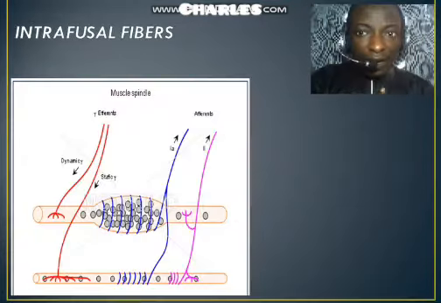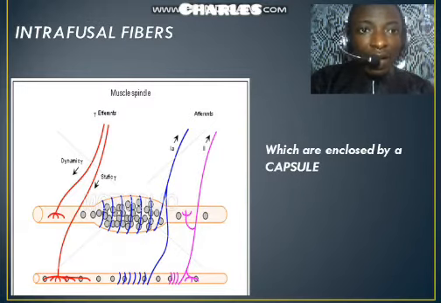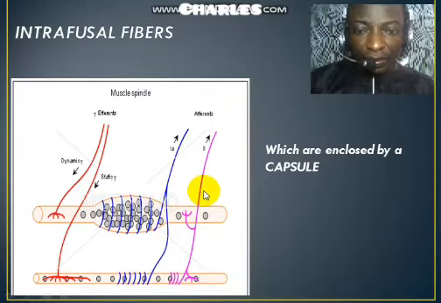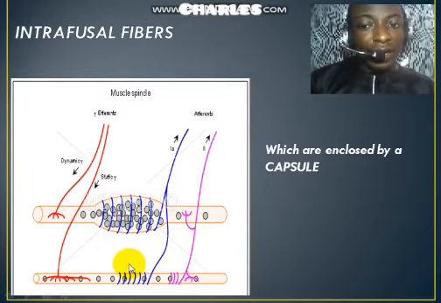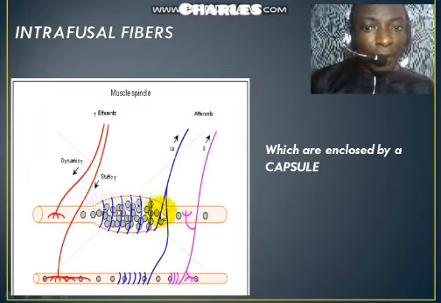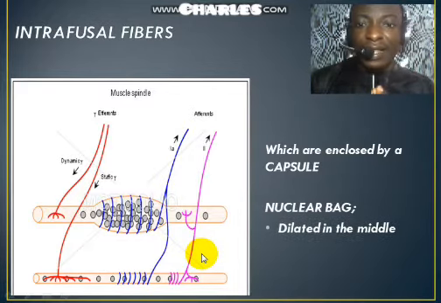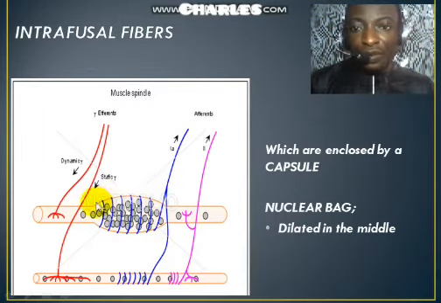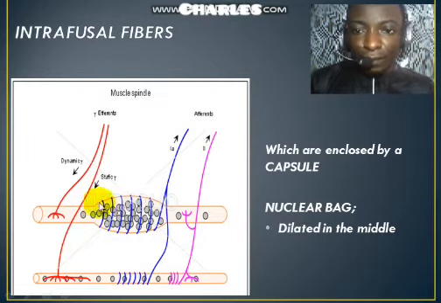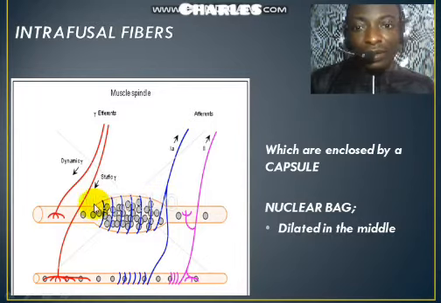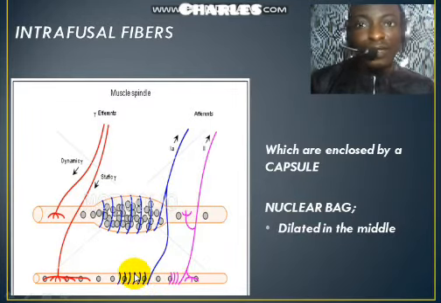Going forward. Now, both the nuclear bag and the nuclear chain components of the intrafusal muscle fibers are enclosed within a capsule. I said that in the previous slide. Now this diagram here represents the nuclear bag and the nuclear chain components of the intrafusal muscle fiber. Diagram A represents the nuclear bag components, while diagram B represents the nuclear chain components. Now, the nuclear bag actually has a dilation in the middle. If you examine these two diagrams, you would find out that the nuclear bag has a dilation around the central area, and it is also thicker than the nuclear chain component.